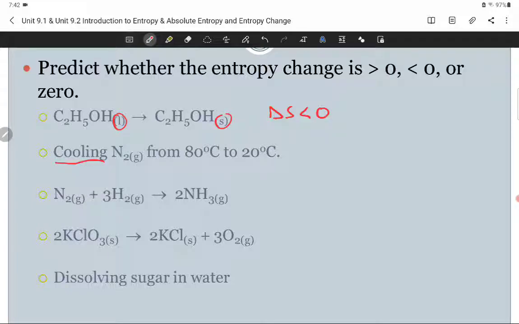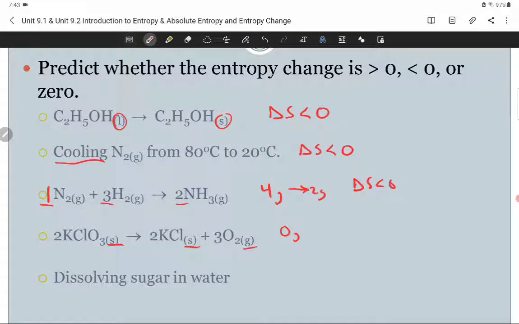Cooling. If you cool a gas down, it will not be moving as fast. It will have less disorder. We have 1 gas plus 3 gases, making 2 gases. So 4 gases going to 2 gases. This is also less than 0. Okay. A solid, or 2 solids, going to 2 solids and 3 gases.